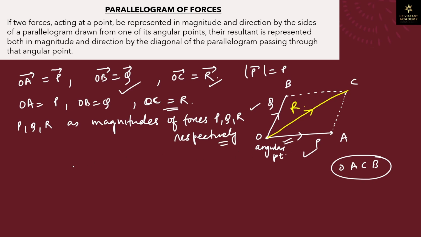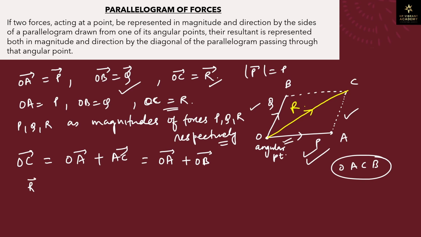Now let us apply the vector theorem. We have the OC vector equal to the OA vector plus the AC vector. The AC vector we can write as the OB vector. So this is equal to the OA vector plus the OB vector. OC is the R vector, so the R vector is equal to the OA vector, which is the P vector, plus the OB vector, which is the Q vector.